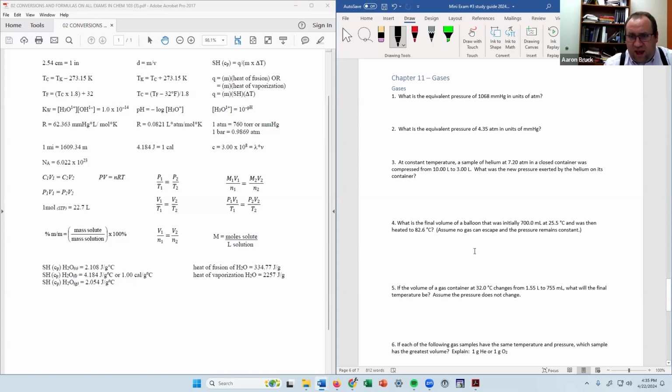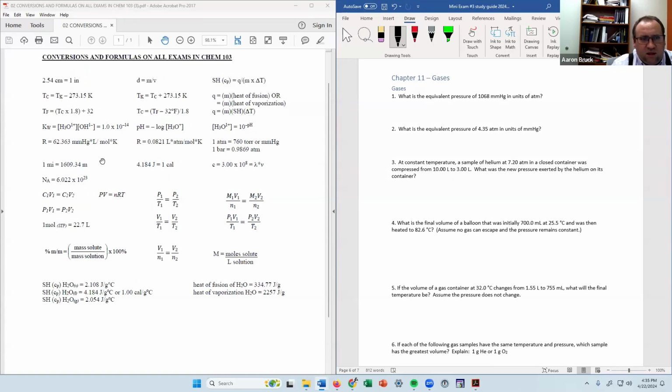All right, moving into gases, there are going to be a couple of questions possible about pressure. Some of the questions you might see would be just conversions of pressure. For that, what you really want to call down on and think about is the conversion right here. One atmosphere is 760 torr or 760 millimeters mercury. One bar is 0.9869 atmospheres. Should that come up?